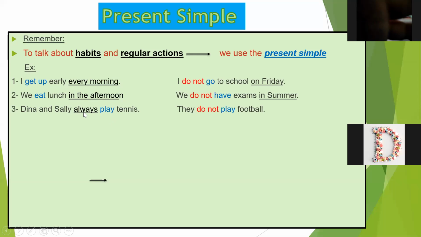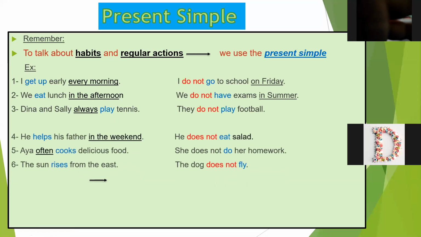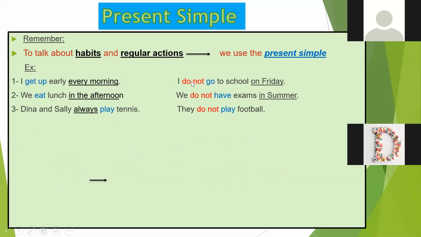Okay, now if I want to make these verbs negative, let's see number 1. I get up early every morning. If I want to put it in the negative, what should I do? With I, they, we, I will put don't. Do will take not, do not. And after don't, I will put the verb stem. I don't go to school on Friday. We don't have exams in summer. They don't play football, for example. So with I, we, they, I will put don't.